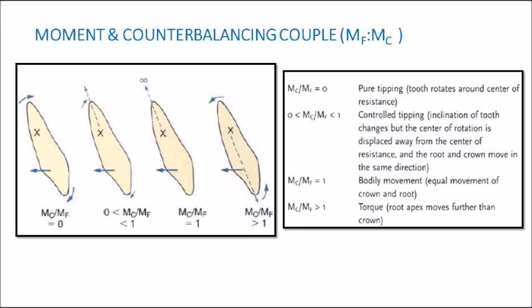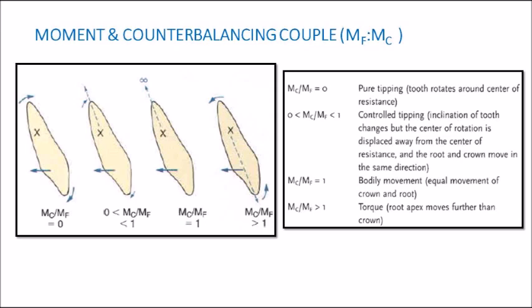So we have already seen that we cannot directly apply the force to the center of resistance or center of rotation of any tooth, but we are placing the force through the attachments on the coronal aspect of a tooth, which is far away from your center of resistance. So invariably this will cause a moment. This moment has a tendency to rotate the tooth, which is undesirable as far as the orthodontist is concerned.